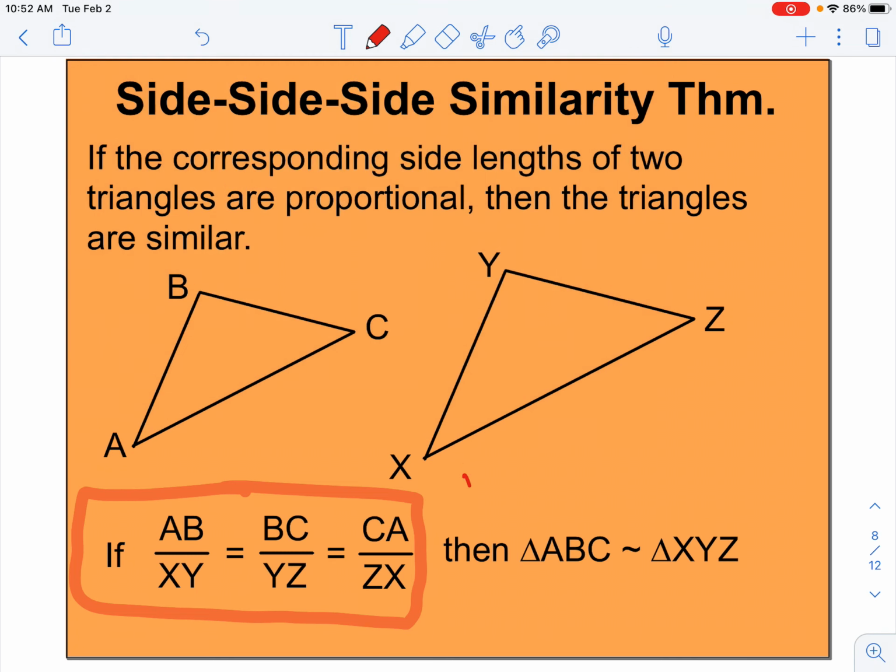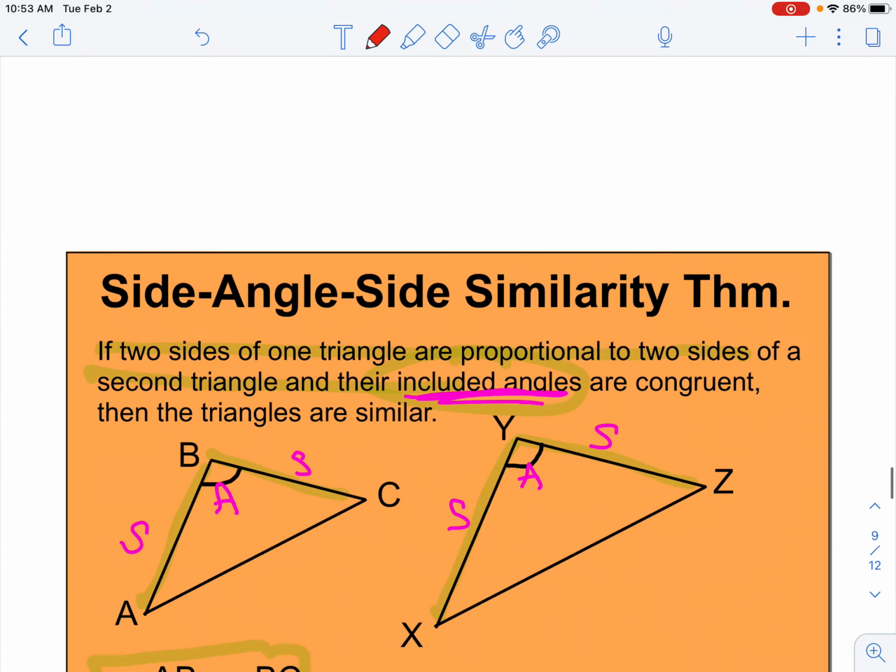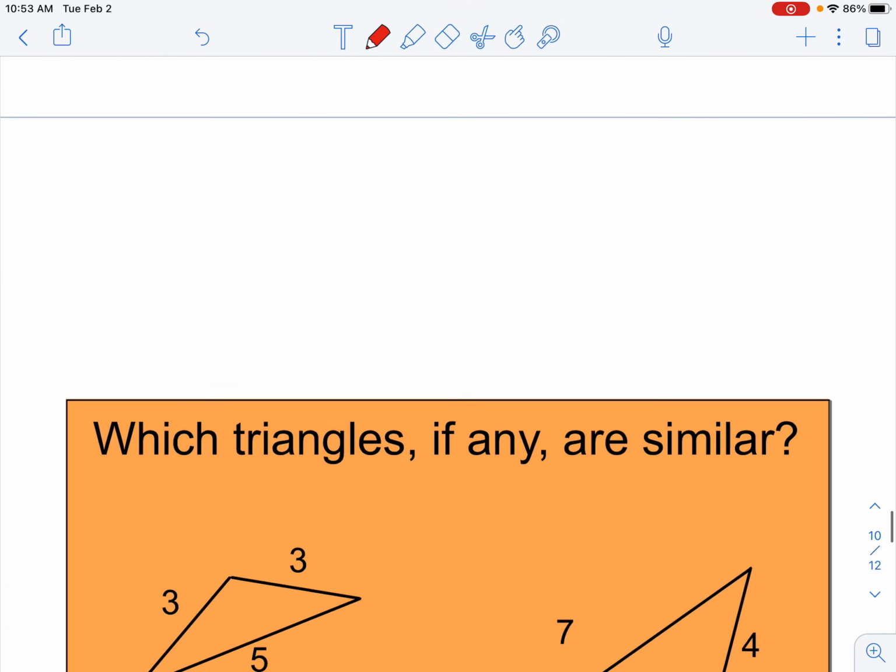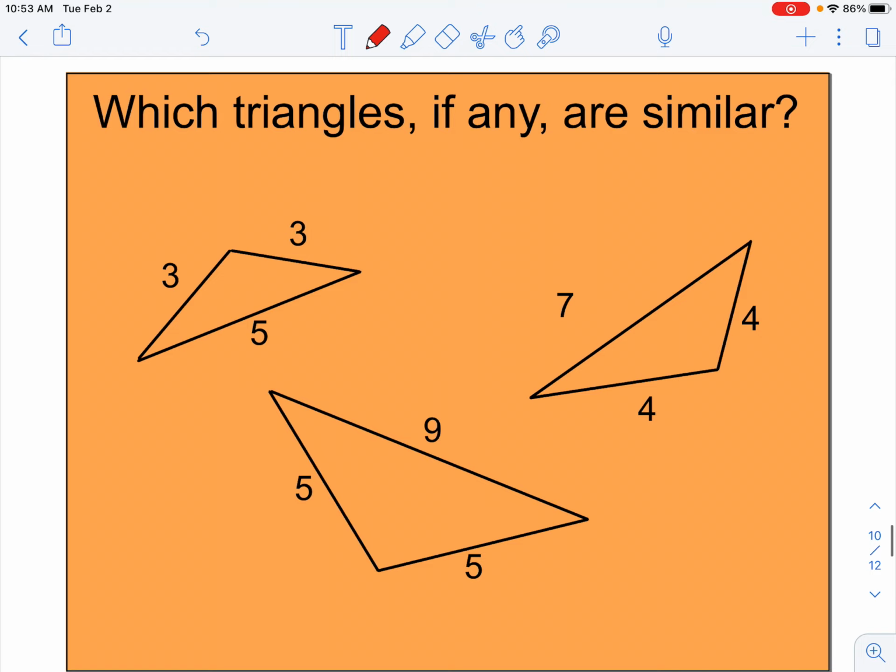So this is if all three sides are proportional in the same ratio, then the triangles will be similar. Okay, so we have now three similarity theorems and postulates that will help us solve to find missing pieces and prove or verify that two triangles are similar.